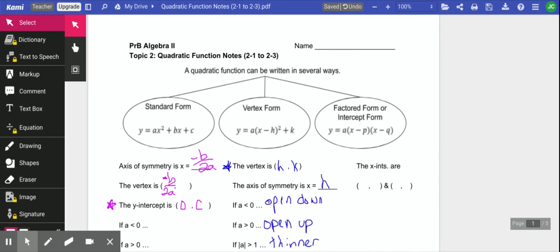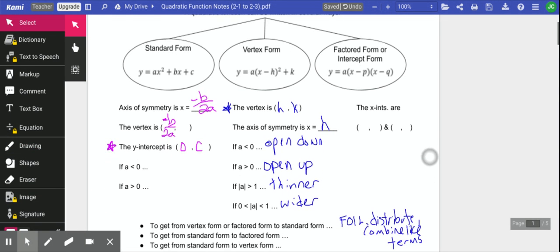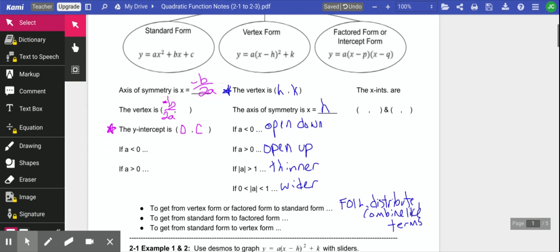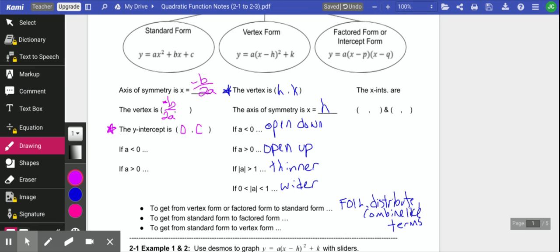Now, just like in vertex form, a tells us the same information. If a is negative, this is going to open down. And if a is positive, it is going to open up.